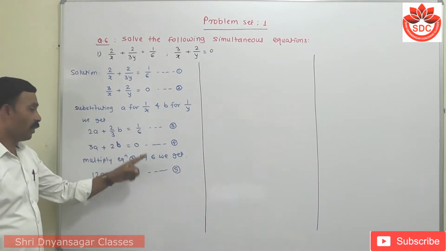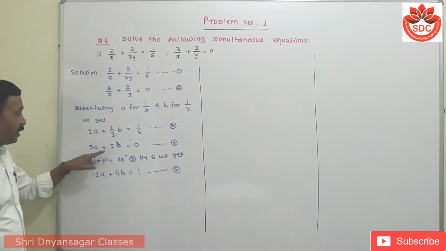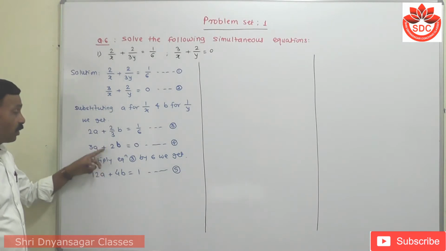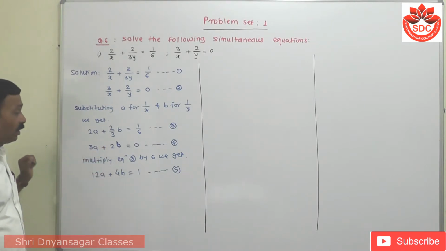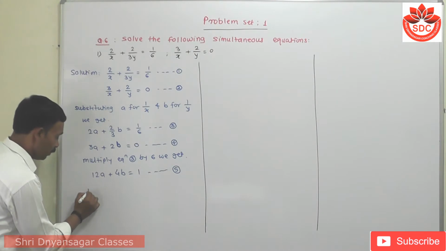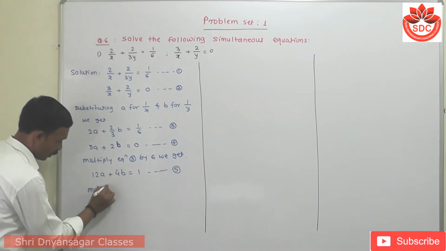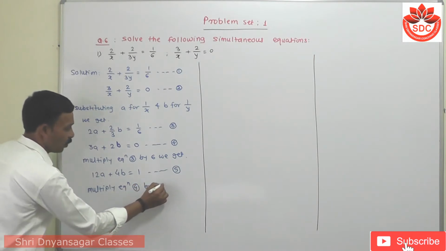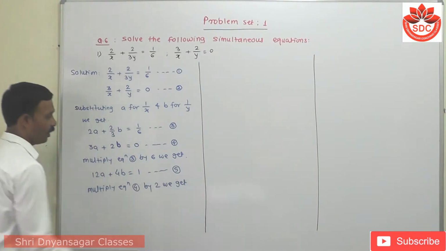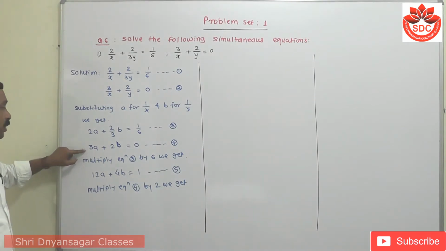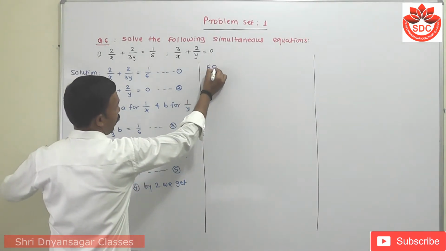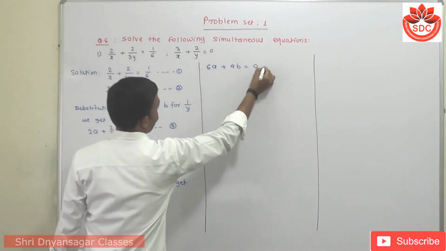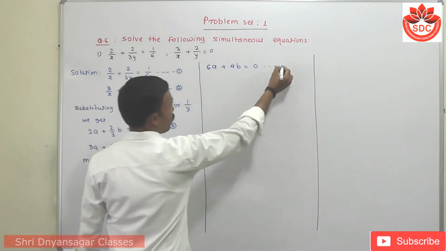Observe equations 4 and 5. If you multiply this equation by 2, we have the value 4b, and we have to solve this new equation and this equation. So again I write here: multiply equation 4 by 2, we get. I directly write this by multiplying it by 2. Then it becomes 6a plus 4b is equal to 0. Let this be equation number 6.